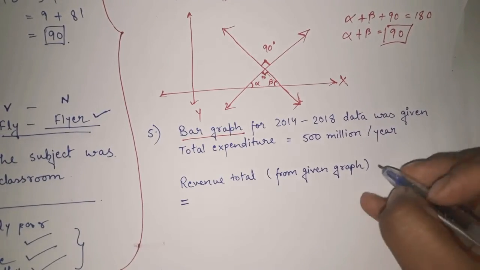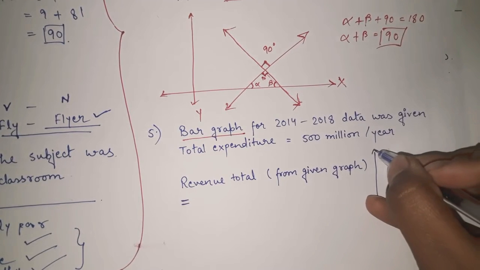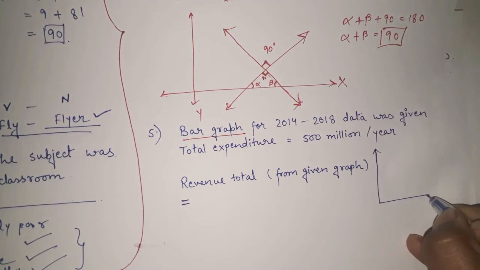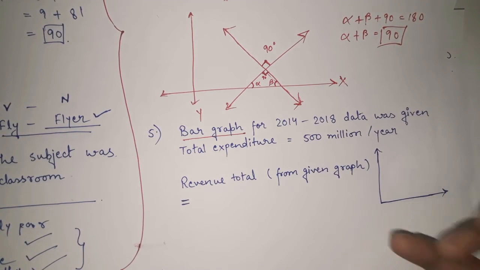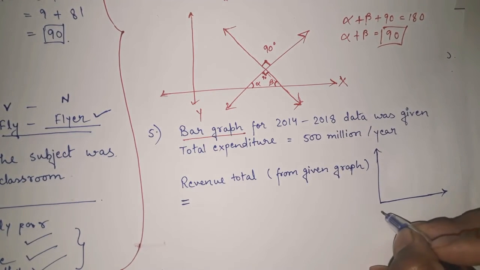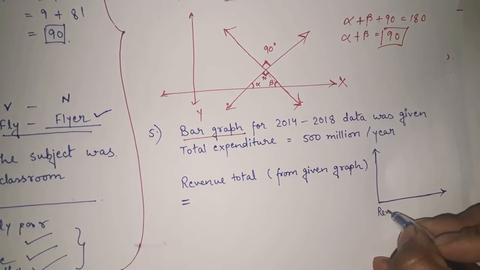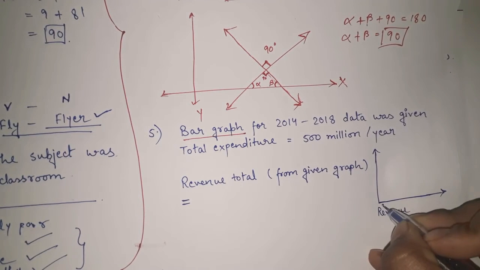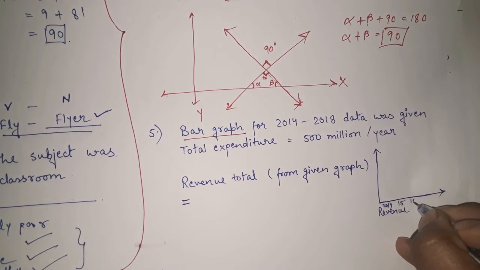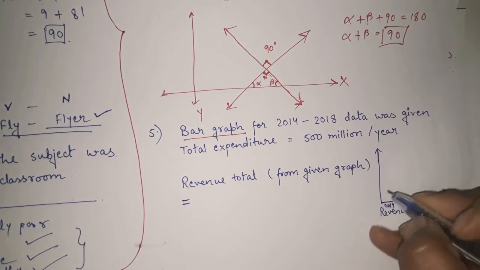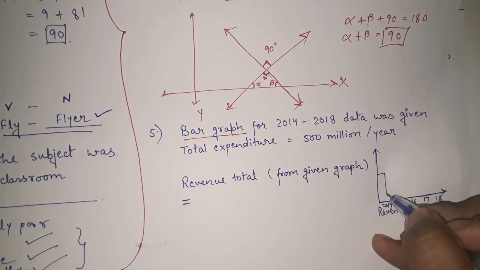Obviously, we cannot get the whole exact graph now, but let me give you one idea. Like, this one graph was given. This graph was showing what? Revenue. The revenue of 2014 to 18: 2014, 15, 16, 17, 18, and they have given graphs like this.